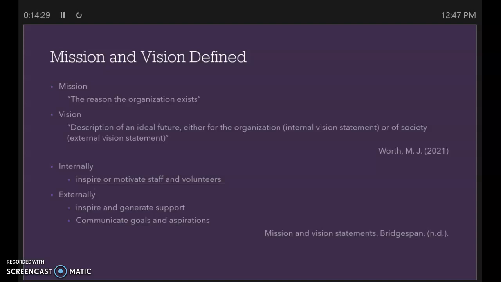if it fulfills its mission. So internally, these statements should inspire and motivate staff and volunteers. They should really be buying into the mission and vision. Externally, it should inspire and generate support and then communicate the goals and aspirations of the organization.